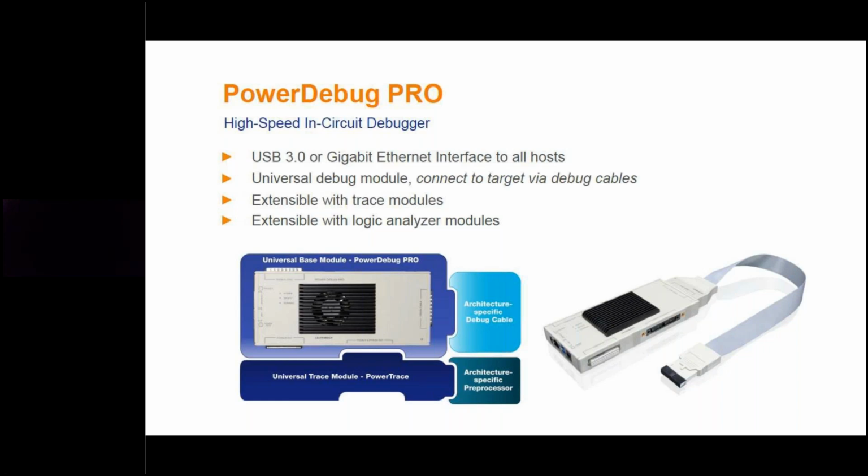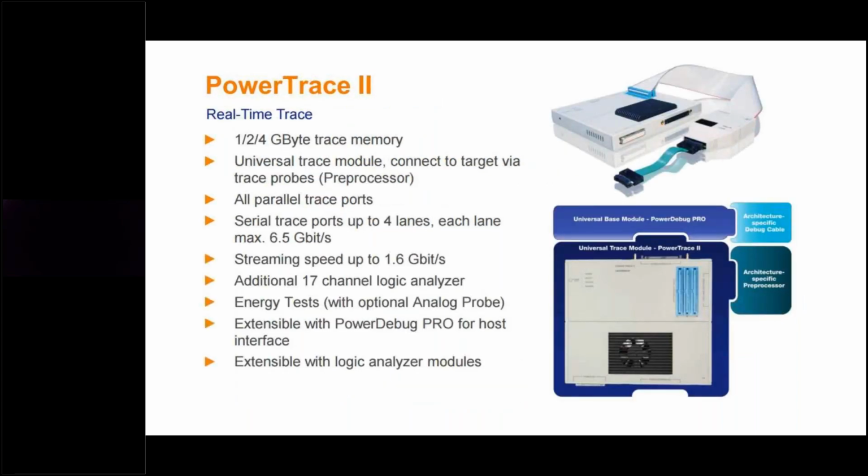And if there is an on-chip trace on the target, then you can also use trace features if you have a license for it. But you should keep in mind that the on-chip trace buffer is usually pretty small compared to an off-chip trace, so it's more limited in what you can do. If you want to use the off-chip trace, then you can add a trace module. You can see one in the picture. This is also universal hardware, so it works for all architectures. You will also need an architecture-specific preprocessor, and you would simply plug the power trace unit into the power debug unit, the debugger unit. And these off-chip traces usually have a couple of gigabytes of trace memory.